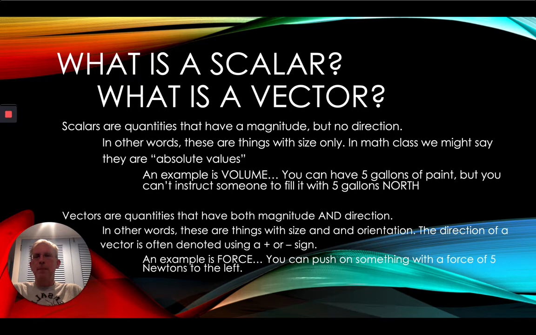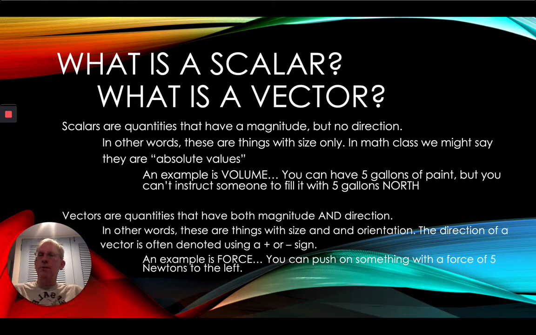Now, contrast that, vectors are things that have both size or magnitude and direction. So these things have an orientation that makes sense. The direction, in a math class at least, or in physics class, can sometimes be denoted with a plus sign or a minus sign. An example is force. So I can push with 5 newtons of force or 5 pounds of force, right? And it makes sense for me to say, let me push with 5 newtons of force to the right, or 5 newtons of force to the left. Or to give you another example, if I told you that I was pushing with a negative 5 Newton force, that just tells you I'm pushing, say, that direction.